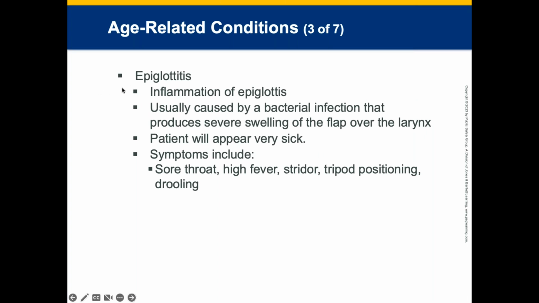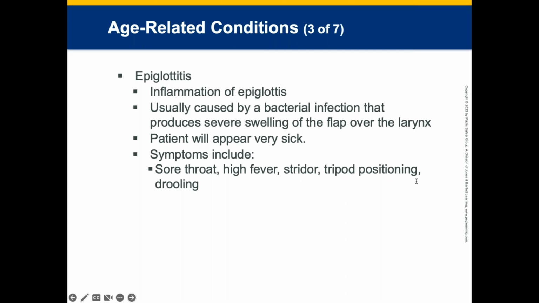Epiglottitis. This is a very, very dangerous inflammation. On top of that, these patients are very, very sick. This is an inflammation of the epiglottis, all right? And if the inflammation gets worse and worse, it can cause complete airway compromise and obstruction, usually caused by a bacterial infection that produces severe swelling of the flap over the larynx. This is predominant in children, but may occur at any age.